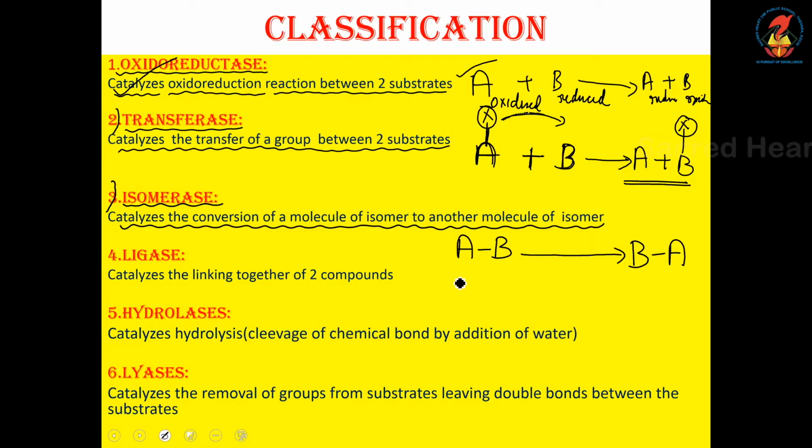A very good example is glucose 6-phosphate becoming fructose 6-phosphate, and the enzyme, using the nomenclature, we can name it. The substrate is glucose. So, glucose, and which is the reaction? Isomerization. So, glucose isomerase.